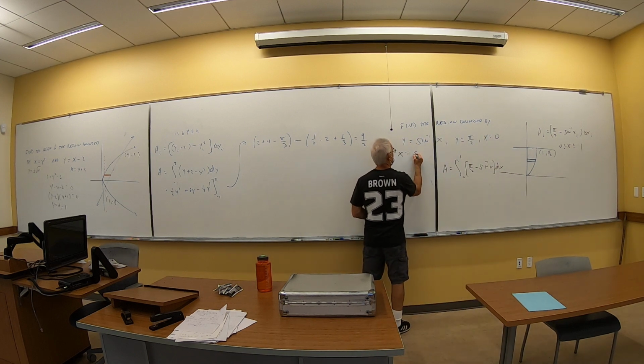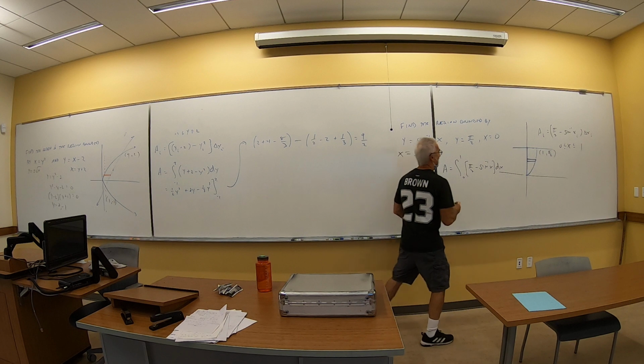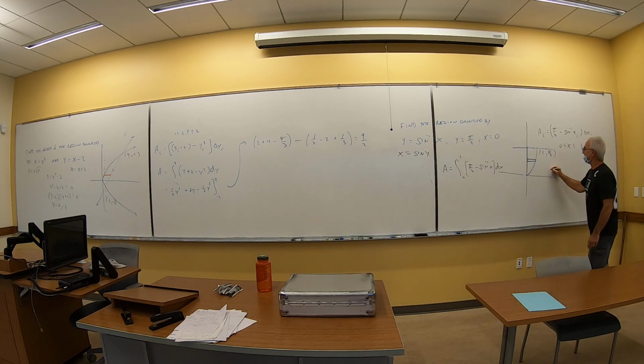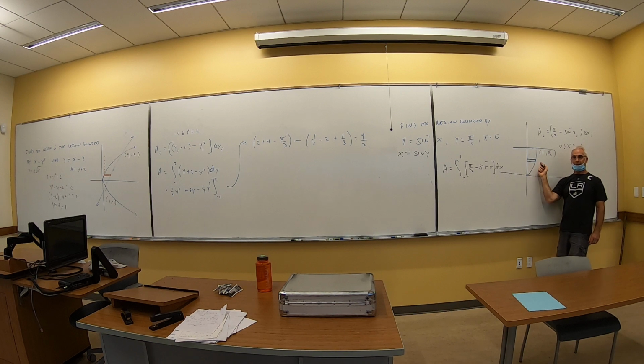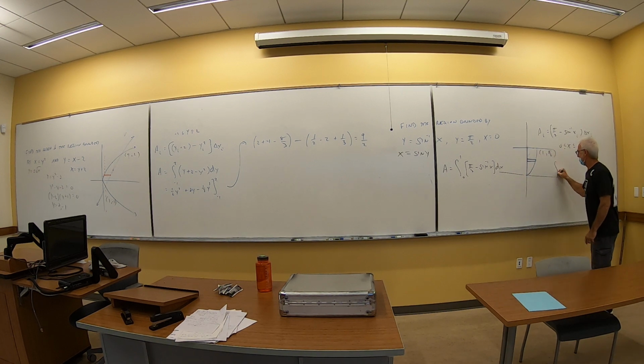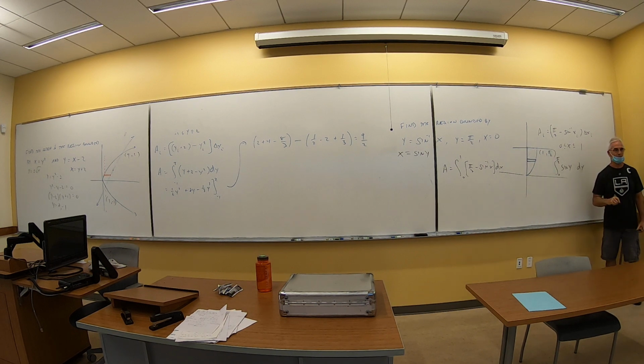So if x is the sine of y, then what is this? This is going to be sine of y minus x, which equals sine of y minus 0, from y equals 0 to y equals pi over 2. Oh my gosh. That's pretty simple now, isn't it?